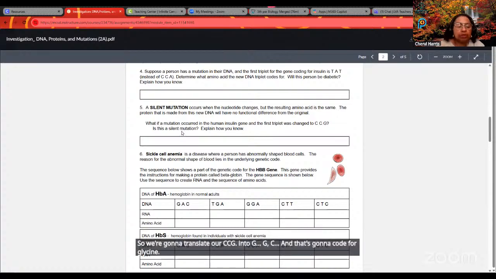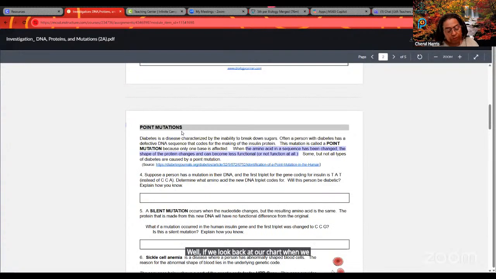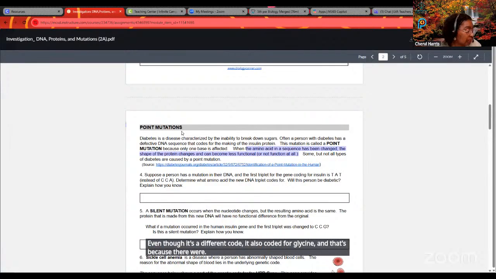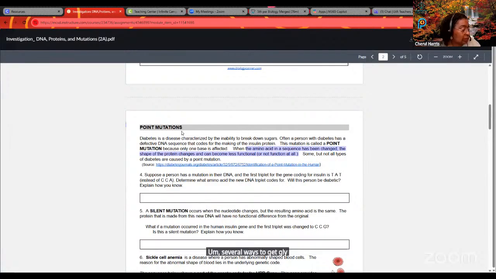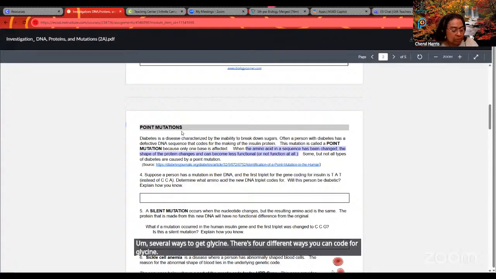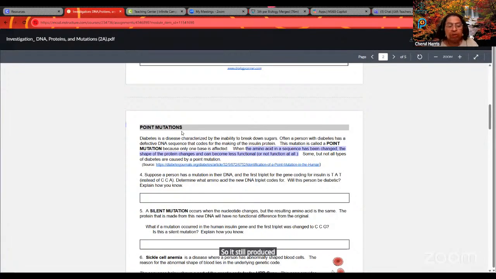Well, if we look back at our chart when we did it the first time, I got to turn my page. We did it the first time, even though it's a different code, it also coded for glycine. And that's because there were several ways to get glycine. There's 4 different ways you can code for glycine. So it still produced the same amino acid.